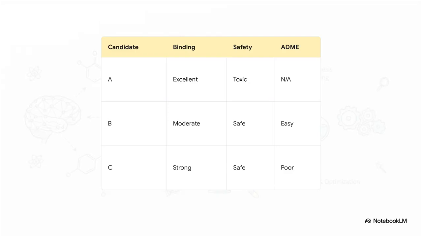Let's look at a really simple report card comparison to make this concrete. We have 3 hypothetical drug candidates here. Candidate A binds the strongest. It has excellent affinity, but it's highly toxic. That's a hard fail. Candidate C has strong binding and good safety, but it simply won't absorb into the human body. Also a fail. That leaves us with candidate B. Now, it only has moderate binding, but it's safe, and we can actually synthesize and manufacture it easily. Candidate B is clearly the best medicine, even though it wasn't the strongest binder.